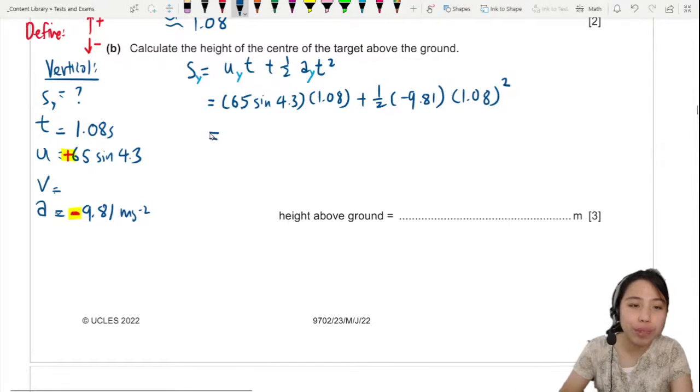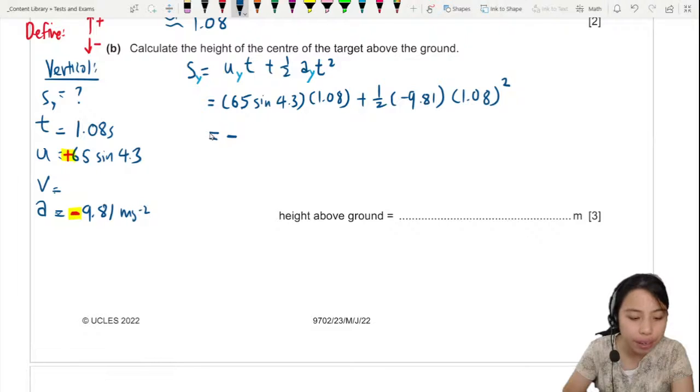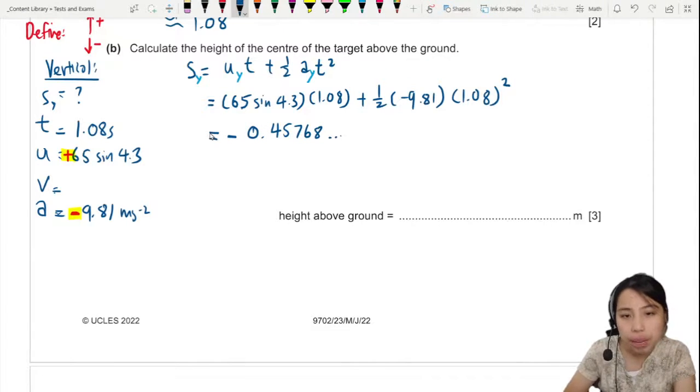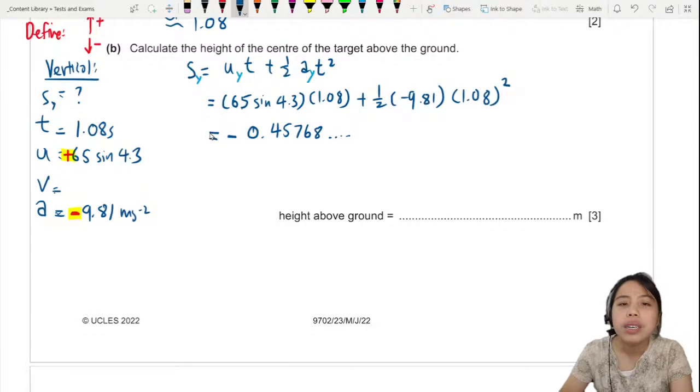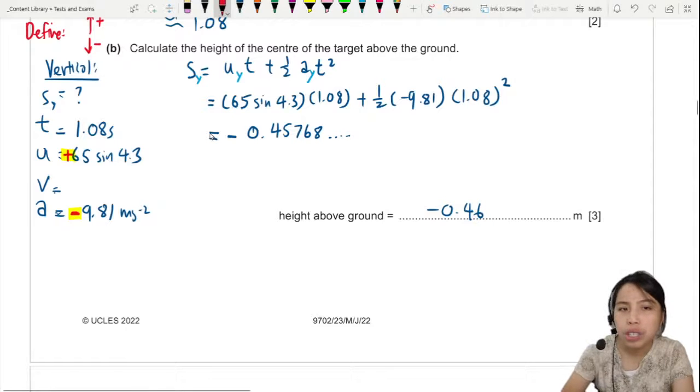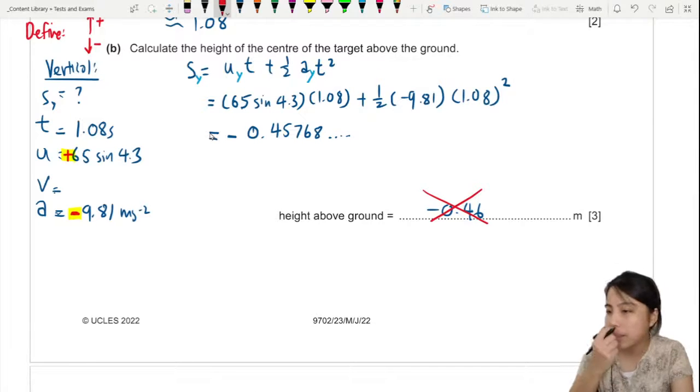Don't panic, stay calm first. It's okay if you get a negative value. 0.45768, and so on. So is the answer negative 0.46? No, not yet. Not yet. Don't be so happy yet.